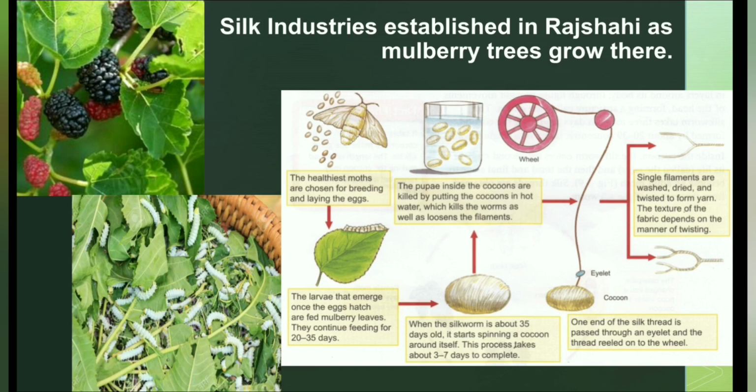So what is the relation between silk industries and mulberry trees? Because silk won't grow without the mulberry trees, the mulberry trees are very important for the silk industries. So there is a picture showing the whole process and there are some red arrows, so you can easily understand the process one step after another. So you can have a look at this picture.